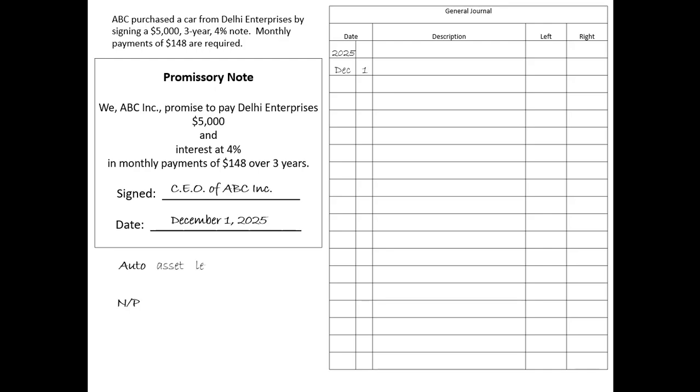Automobile is an asset, increases on the left. Our asset just increased, so automobile will be on the left side of our entry. Note payable is a liability, so increases on the right. Our liability, the amount we owe, just increased, so note payable will be on the right side of our entry. Assuming that we paid no cash when we bought the car, it cost us $5,000 and we owe $5,000. This is the face amount of the note.